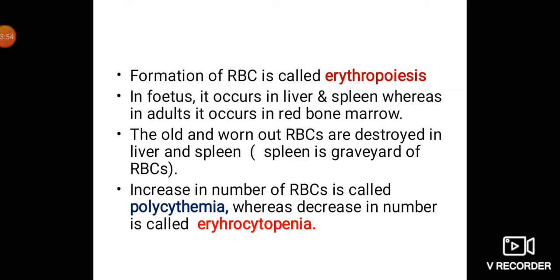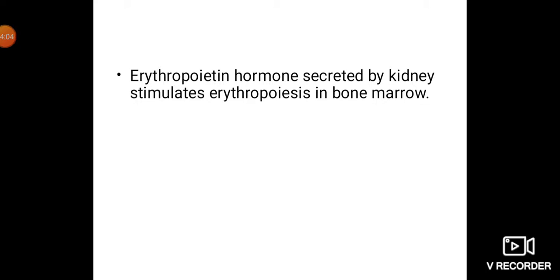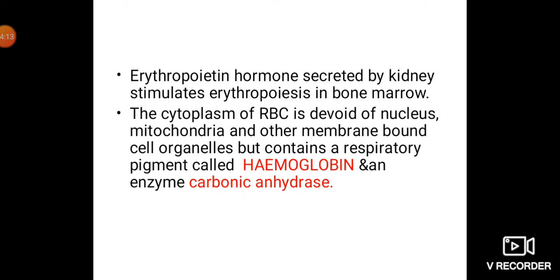An increase in the number of RBCs is called polycythemia, whereas a decrease in number is called erythrocytopenia. The erythropoietin hormone secreted by the kidney stimulates erythropoiesis, or formation of RBCs, in the bone marrow. The cytoplasm of an RBC is devoid of a nucleus, mitochondria and other membrane-bound cell organelles, but contains a respiratory pigment called haemoglobin and an enzyme called carbonic anhydrase.